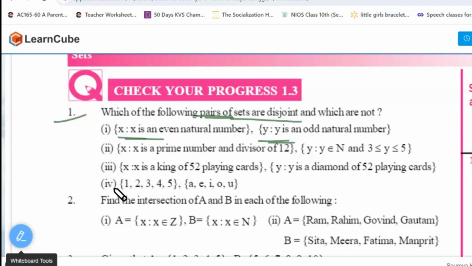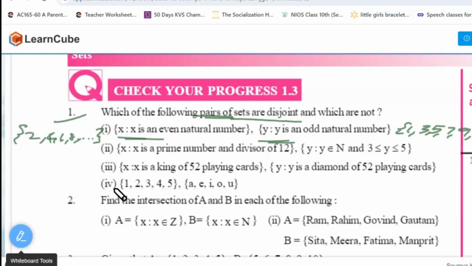So the first one has x is an even natural number. That means the natural numbers start with 1, and the even elements are 2, 4, 6, 8, and it goes on like this. And y is an odd natural number. So the set starts with 1, then comes 3, 5, 7, 9, and it goes on like this. So these are the two sets. You have to say whether they are disjoint or not.